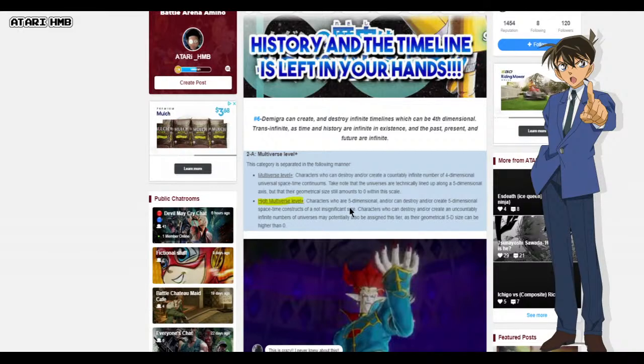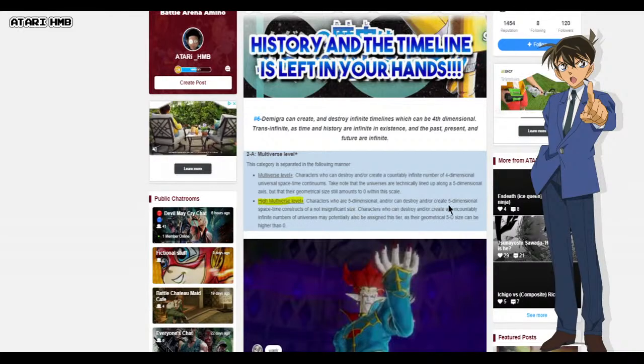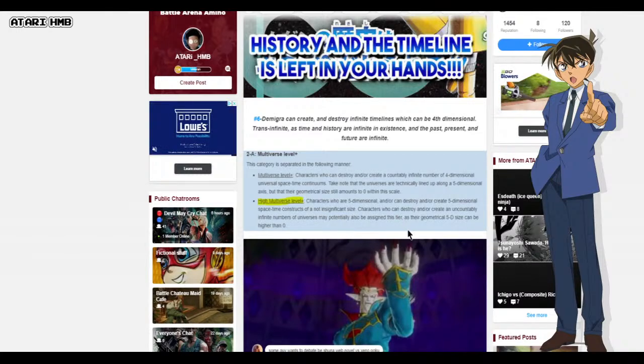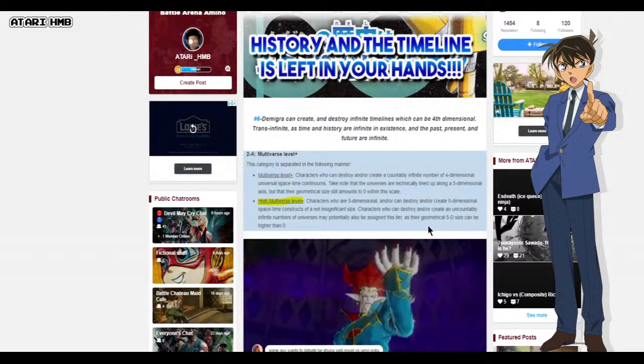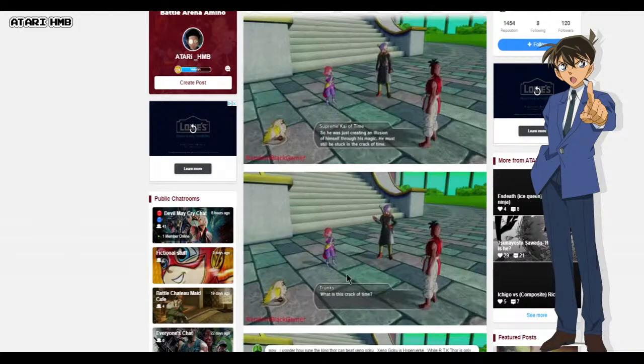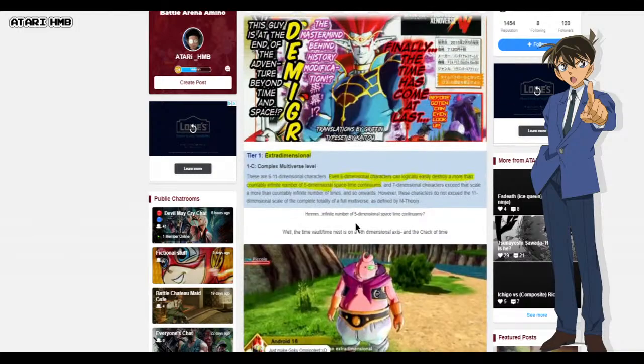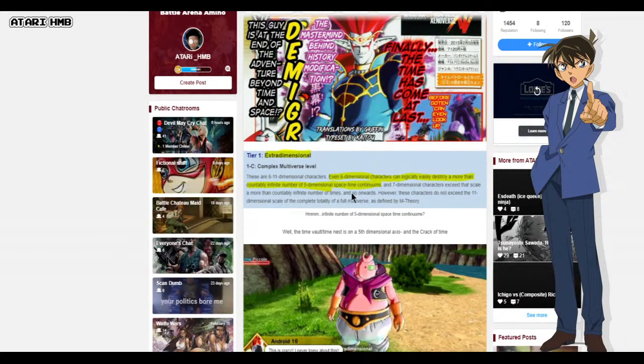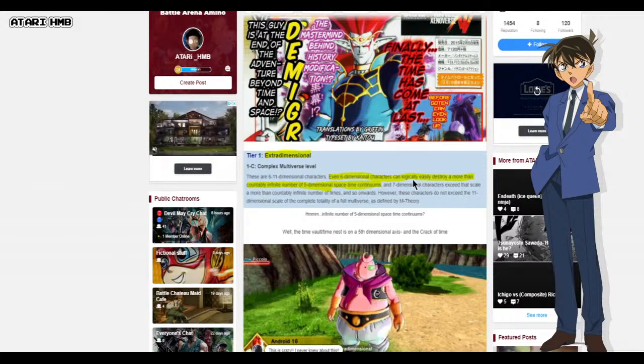High multiverse characters who are fifth dimensional or can destroy and create 5-dimensional space-time constructs. Yep. As their geometrical 5D size can be higher than 0. Yep. Universes may potentially also assign to this tier. Dang. I still don't have the M theory. Do I have it here? Extra dimensional. 6-dimensional characters can logically destroy more than countable infinity 5D continuums. Yeah. Oh, here it is.